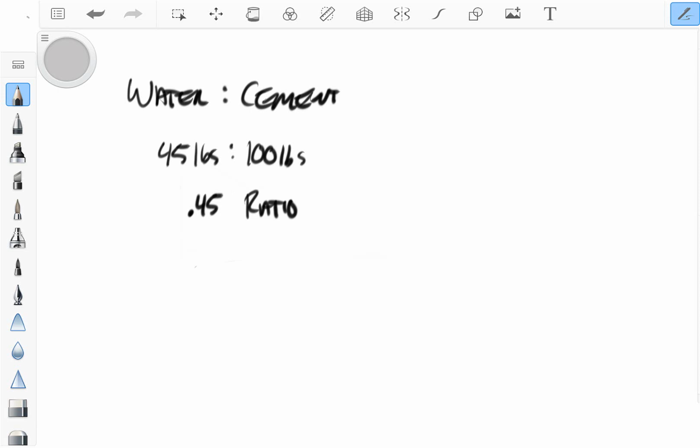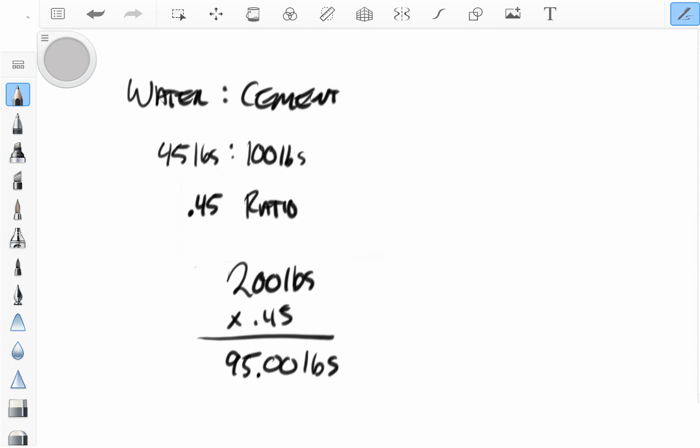So now that we have a 0.45 ratio, that's simply water to cement, water divided by cement, we can take that number and we have something now to multiply against any amount of cement that we have in a mixture. Let's say that we have 200 pounds of cement. We multiply that by 0.45, and the amount of water that we will need for this cement is 95 pounds. So now we just created a ratio just between two numbers.